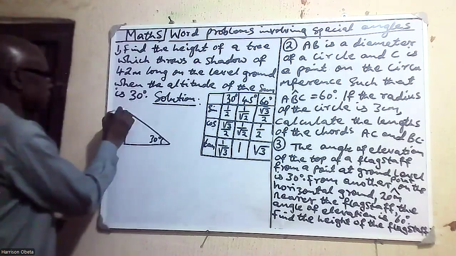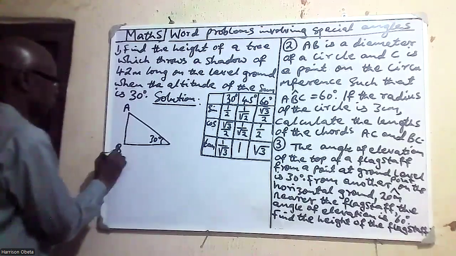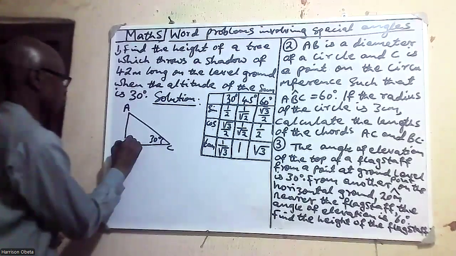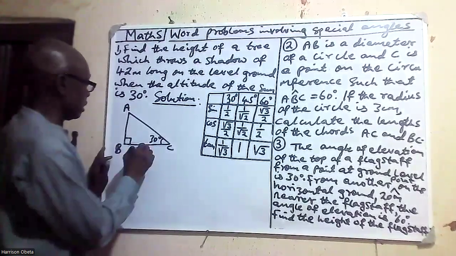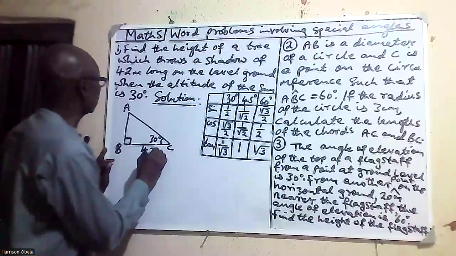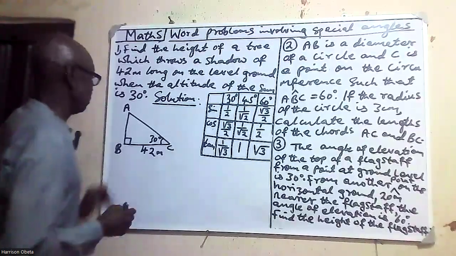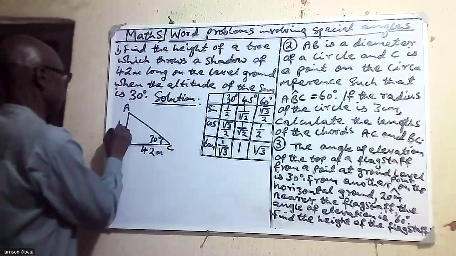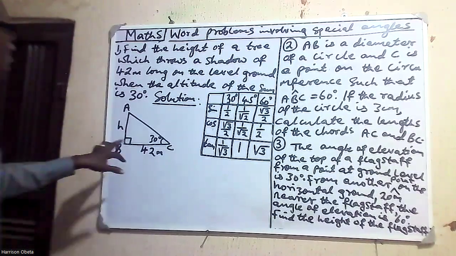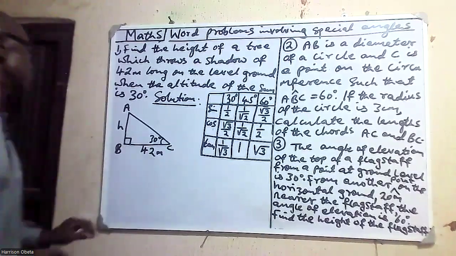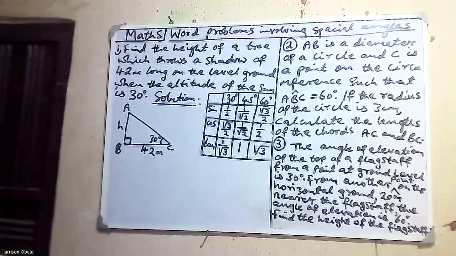So let us label this A, B, C. And this is a right angle triangle. So as I said earlier, this should be 42 meters. And then that means we are looking for H. So we are going to be using 42 and 30 degrees to find the value of H.